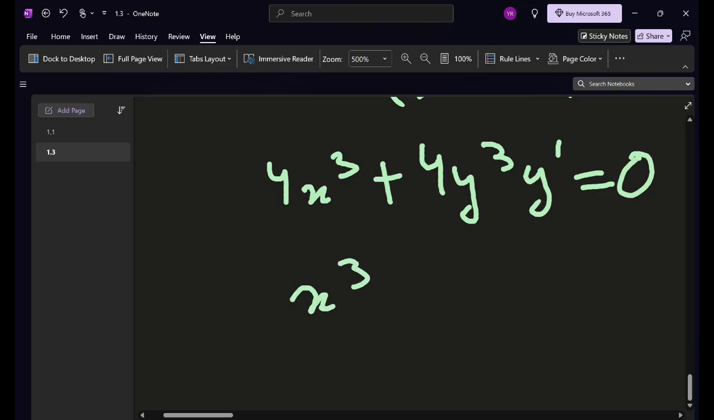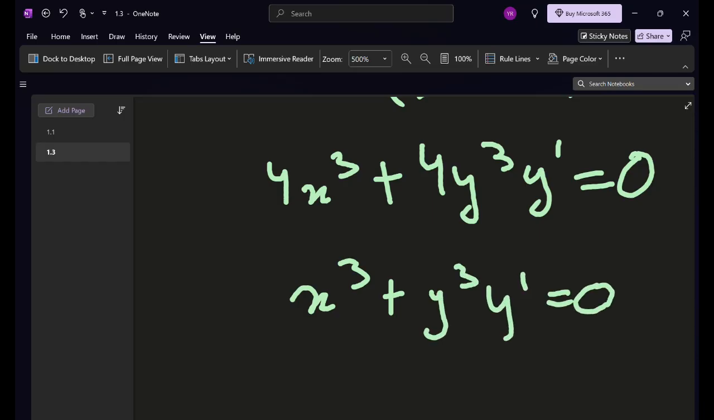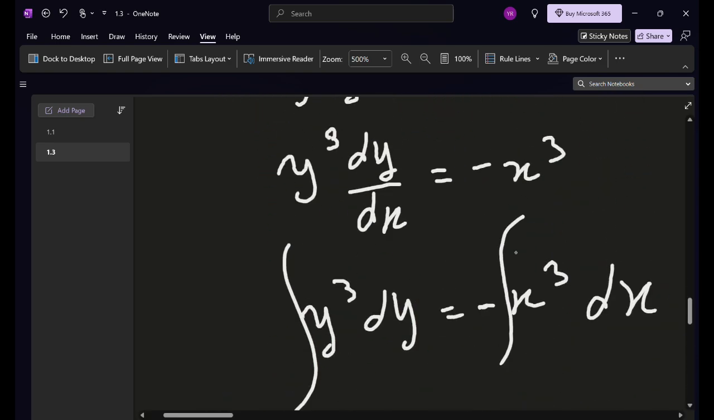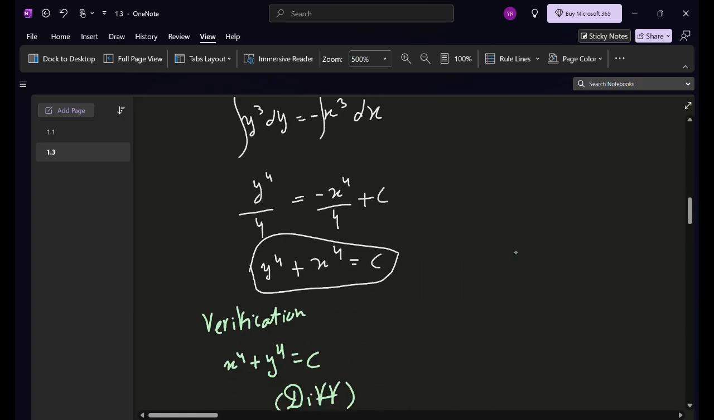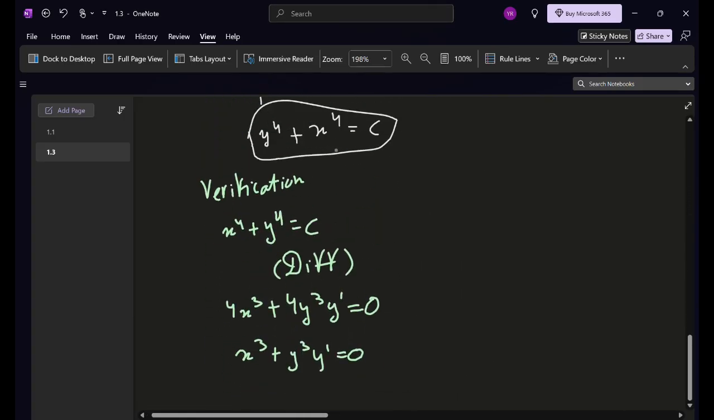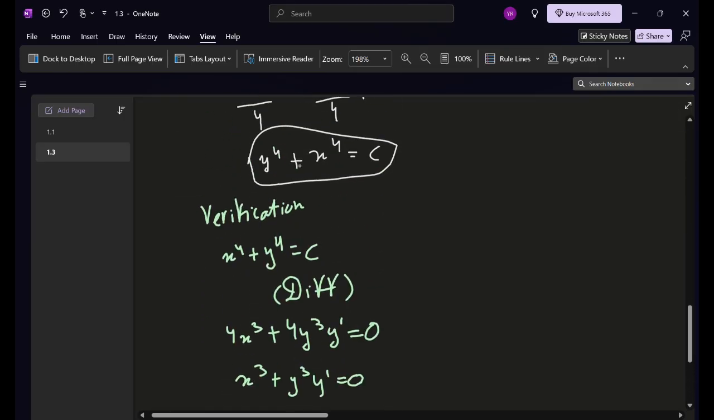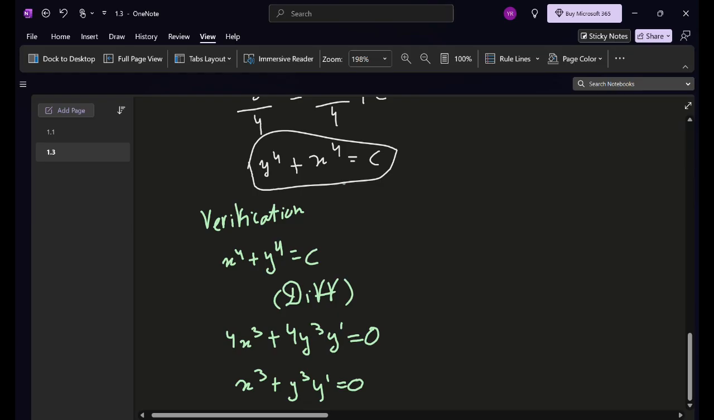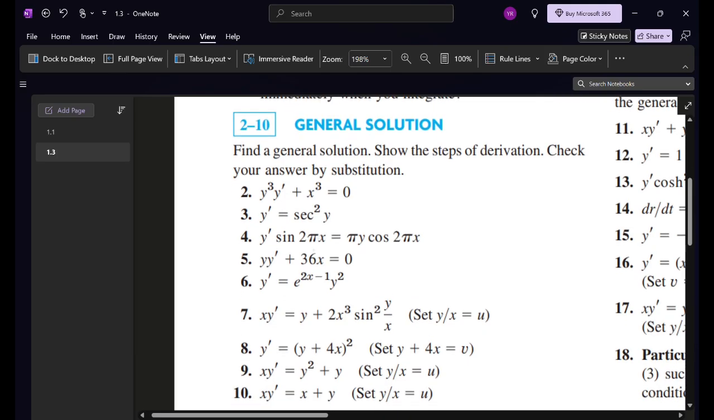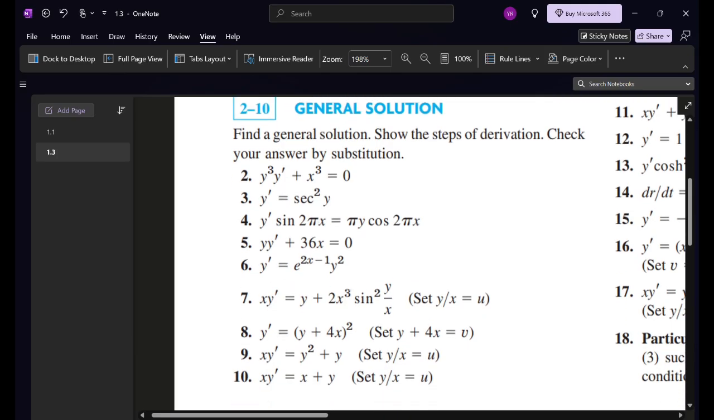Then if we take the 4 common and bring it to the other side, we will get y cube y dash plus x cube is equal to 0. And as you can see, this is the equation we had initially too. So we can say that the solution we have obtained is the correct solution for the ODE, because we obtained the same ODE after differentiating this term. So that was the second question. Let's move on to the sixth question. So in the sixth question, it is this one. So let's do this one too.